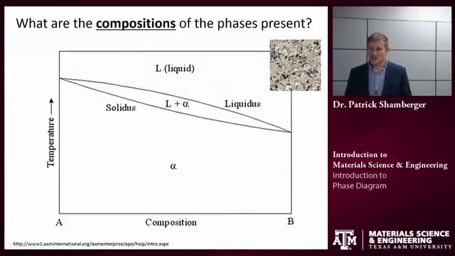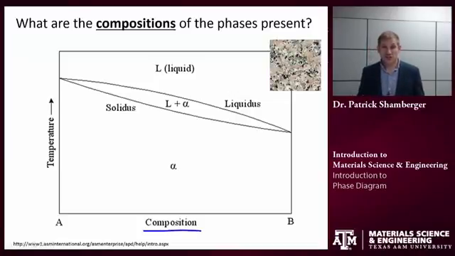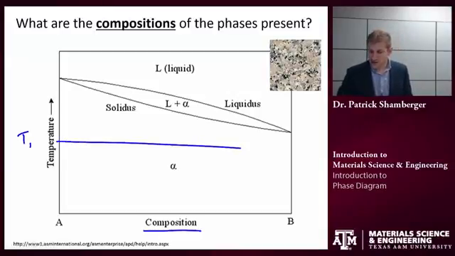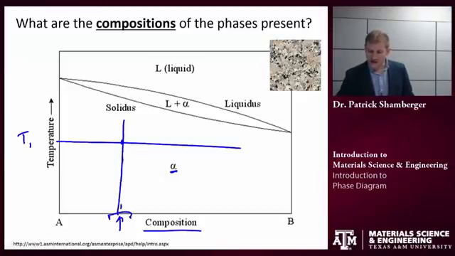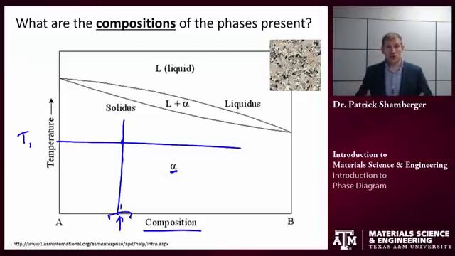What are the compositions of the phases present? Remember, I'm showing composition on the horizontal axis. So in order to determine composition of phases, basically I'm going to drop down and read that value off the horizontal axis. Now if I go back to our T1 case, this is pretty straightforward. I only have one phase, and the composition of that phase is the composition of the overall system.